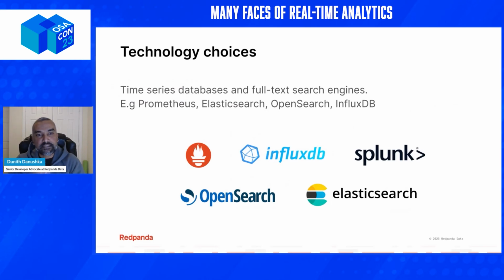So when it comes to technology choices, there are two choices you can present: time series databases and full text search engines. When it comes to time series databases, Prometheus is always a good choice. And when you are dealing with IoT workloads on time series databases, InfluxDB is a good one, and Splunk. And then for full text search engines with indexing support and rich aggregation support, you can always count on OpenSearch and engines like Elasticsearch as well.